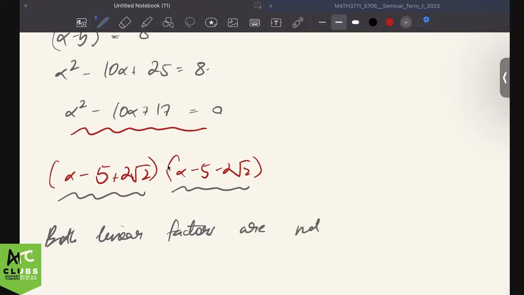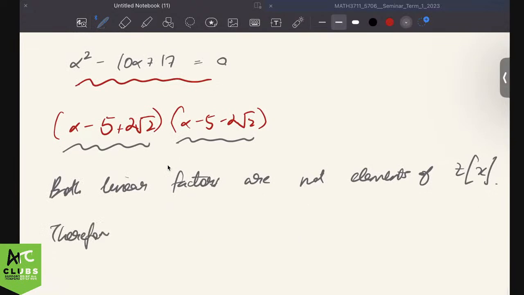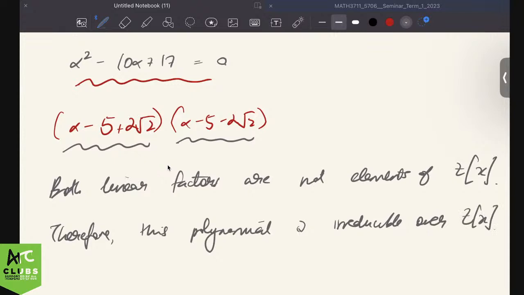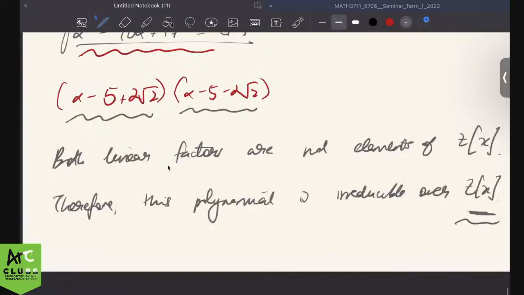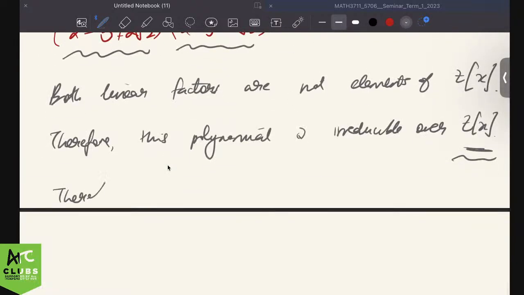are not elements of Z[x], and therefore this polynomial is irreducible. It's irreducible over Z[x]. Okay. Because the only factor over here is this, and therefore it's a minimal polynomial. So a very simple first example.